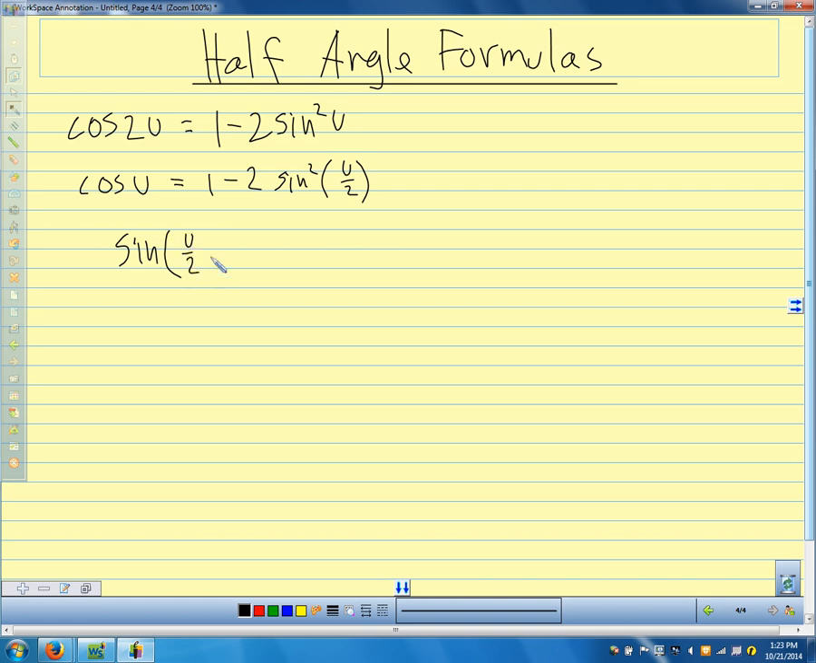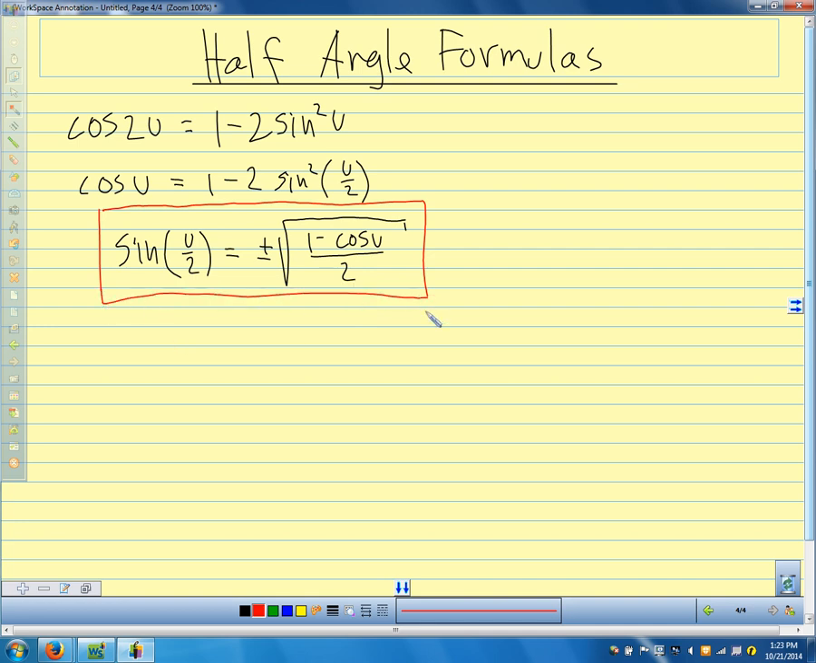of u over 2. I get a square root, and I'm going to say plus or minus because I have to take a square root. The square root's going to undo that square. The sine of u over 2 is the square root of 1 minus cosine u over 2. And we pick the plus or the minus depending on which quadrant our angle is in. So there's our first half angle formula. These don't come up quite as often as the double angle formulas, but they do show up.